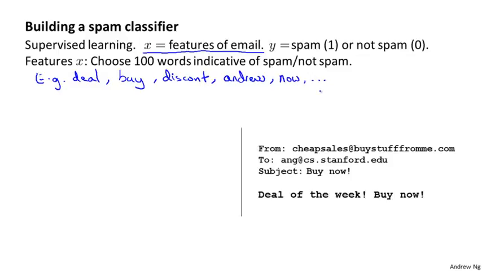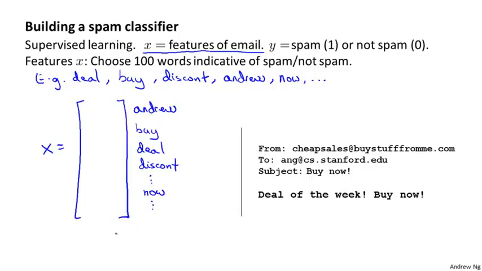Given a piece of email, we can then take this piece of email and encode it into a feature vector as follows. I'm going to take my list of 100 words and sort them in alphabetical order, say. Doesn't have to be sorted, but here's my list of words, and eventually I'll get down to now, and so on. And given a piece of email like that shown on the right, I'm going to check and see whether or not each of these words appears in the email, and then I'm going to define a feature vector x where in this piece of email on the right, my name doesn't appear, so I'm going to put a 0 there. The word buy does appear, so I'm going to put a 1 there, and I'm just going to put 1s or 0s. I'm going to put a 1 even though the word buy occurs twice.